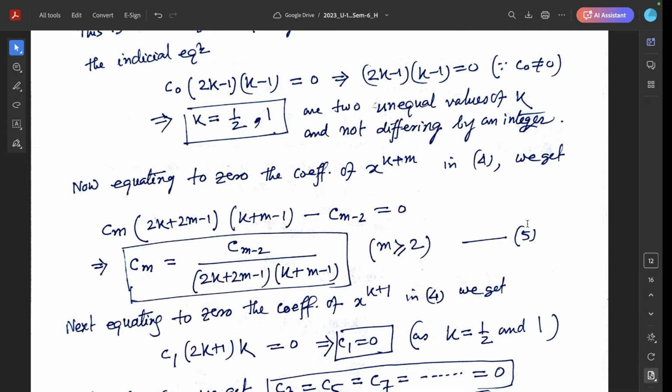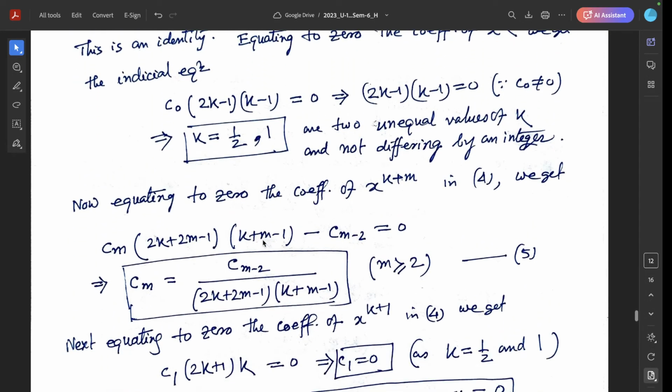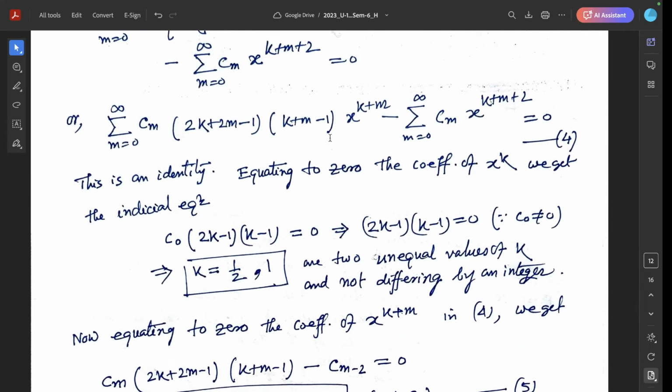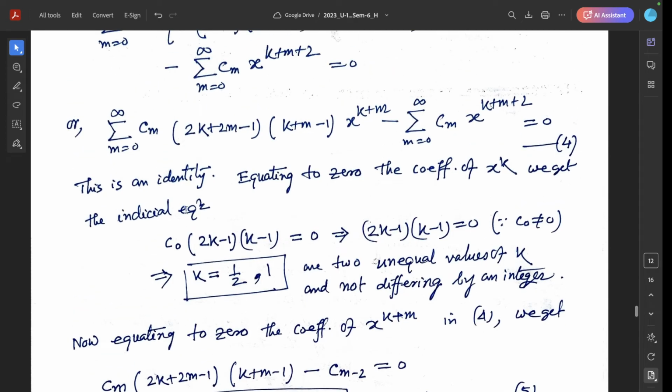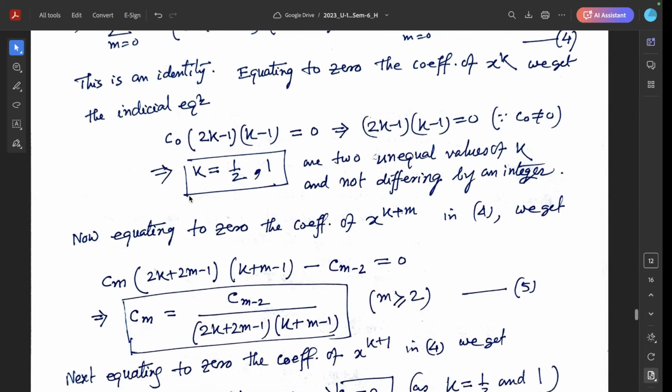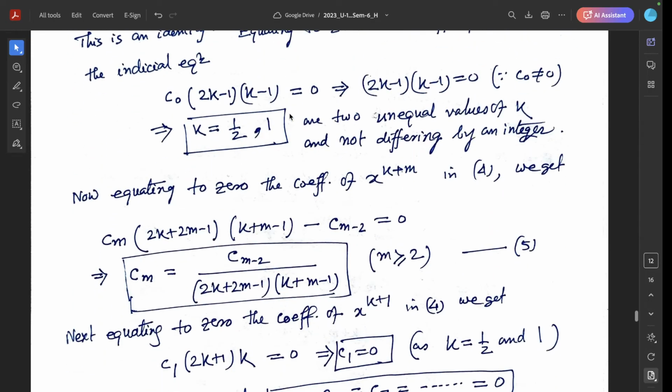And this is the recurrence relation, this 5. And equating to 0 the coefficient of x to the power k plus 1 in 4, we put here m equal to 1. So this gives c1 (2k plus 1)(k) equal to 0. With m equal to 1, c1 (2(k plus 1) minus 1)(k plus 1 minus 1), that is, c1 (2k plus 1) k equal to 0.